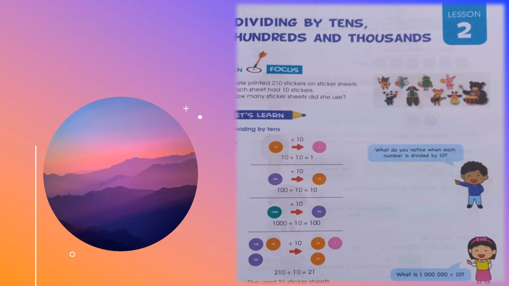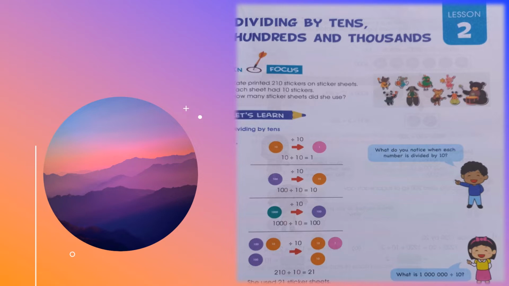For the division we are again going to use the disk method. Remember, when we were multiplying, the zeros were added to the end result. But now we are dividing, so zeros are going to be subtracted from the end result. Like here, if you see the example, when 10 is divided by 10, the resultant is 1. So, in the end result, 0 is subtracted.